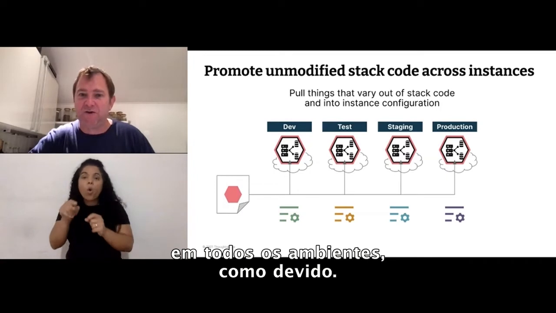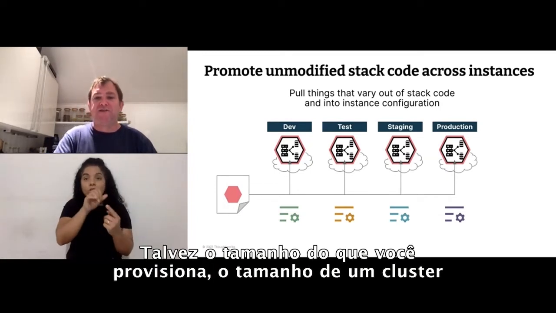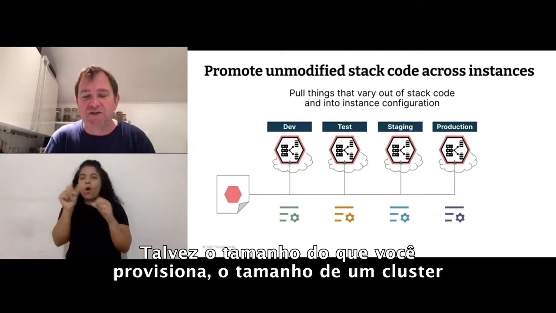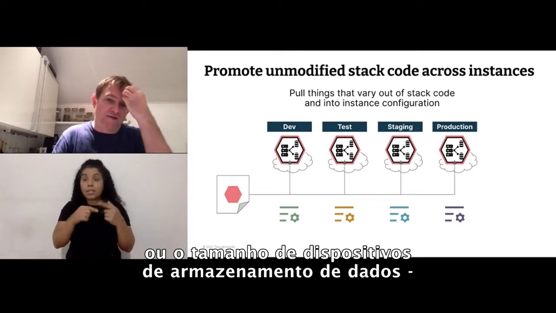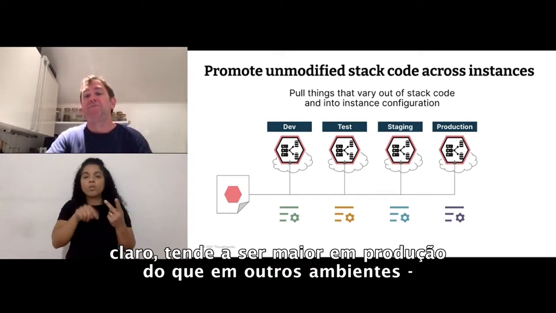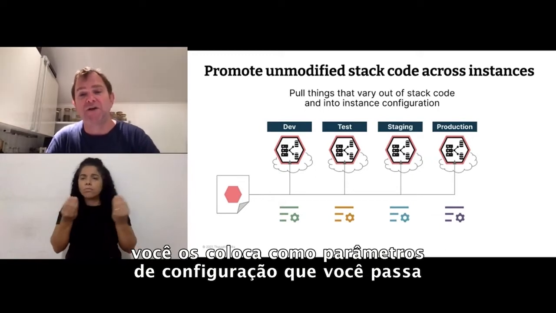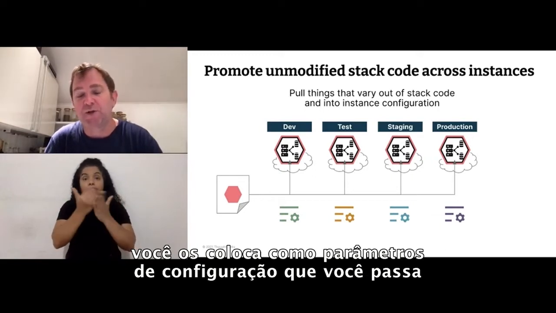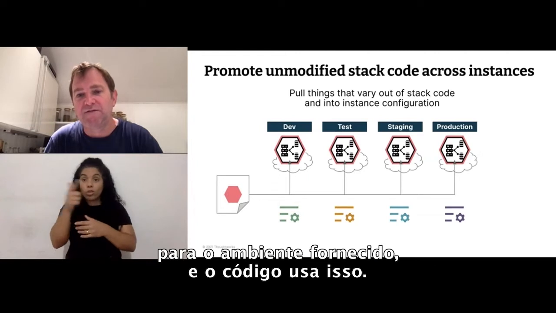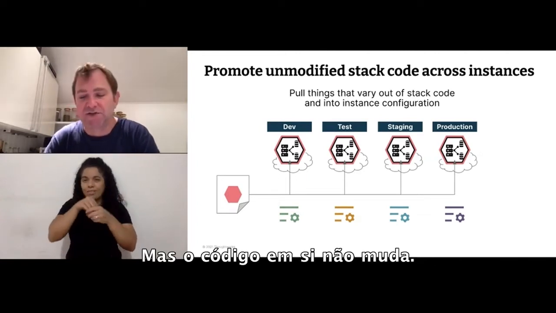And where you do need to have differences between environments, so maybe the size of what you provision, the size of, say, a cluster, or the size of data storage devices, which obviously tends to be larger in production than in other environments, you put those as instance configuration parameters that you pass in for the given environment. The code uses that, but the code itself doesn't change.